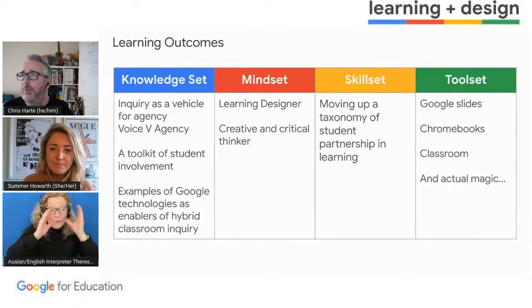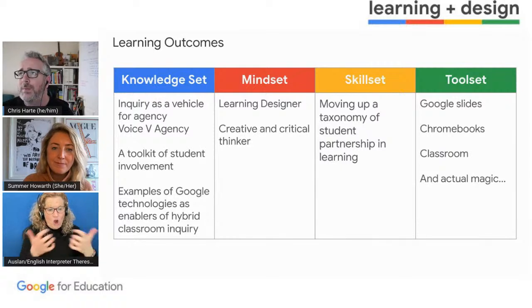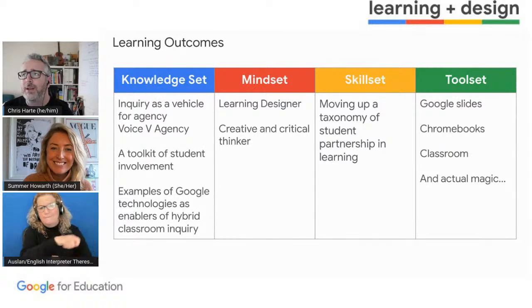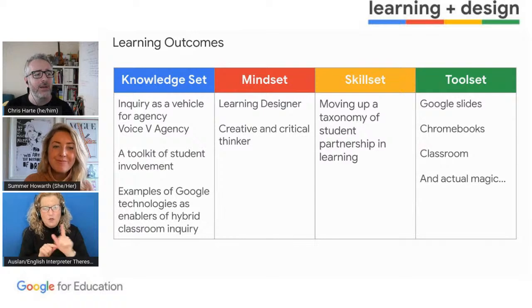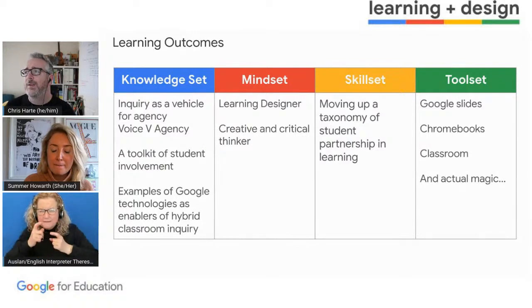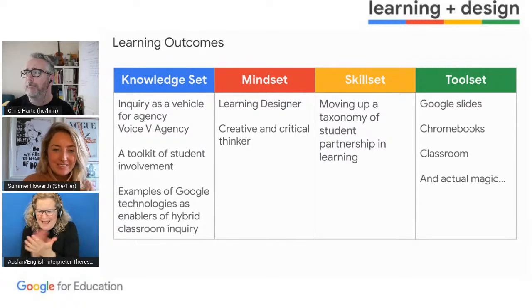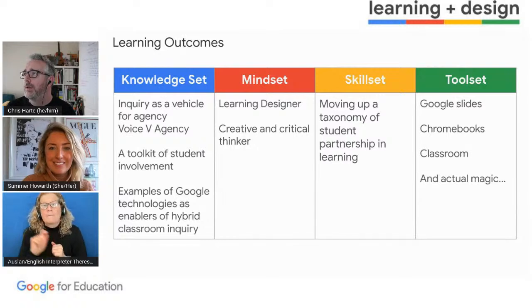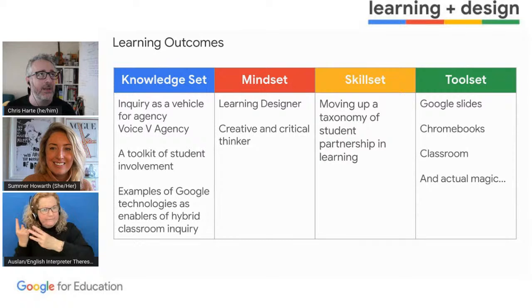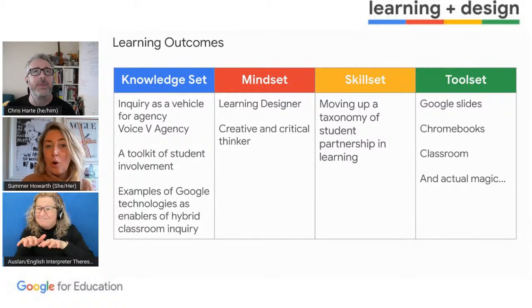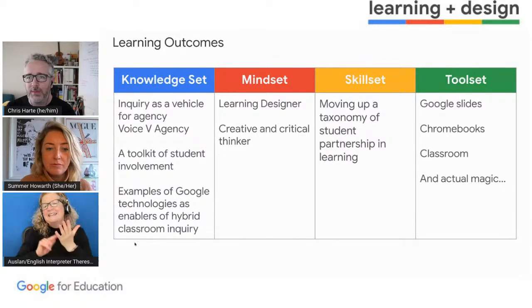of hybrid classroom inquiry. In terms of mindset, it's very much looking at learning design and being a creative and critical thinker. And then in terms of skills, how do we move up a taxonomy of student partnership? So what are the skills necessary to have a really strong partnership in learning? And then in terms of the actual tools, Google Slides, Chromebooks, Classroom, and Actual Magic. That's a guarantee that some of the tools we're going to show you this afternoon are magic and magical. 100% magical.